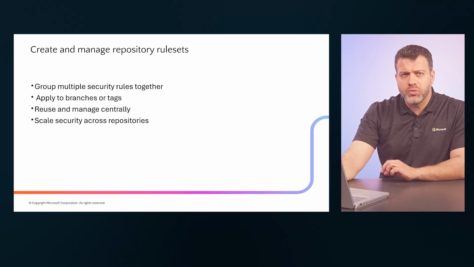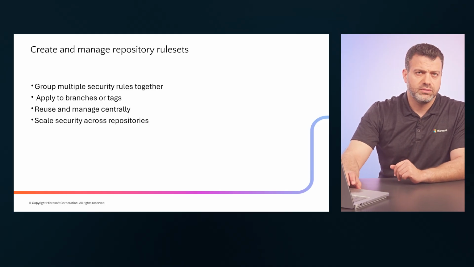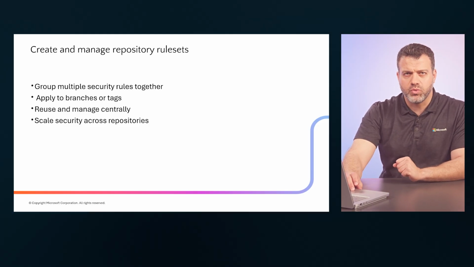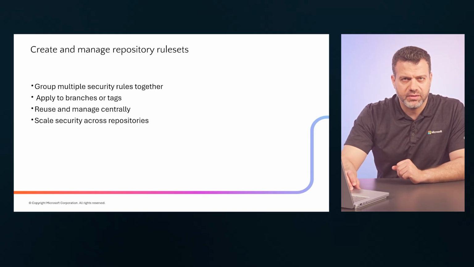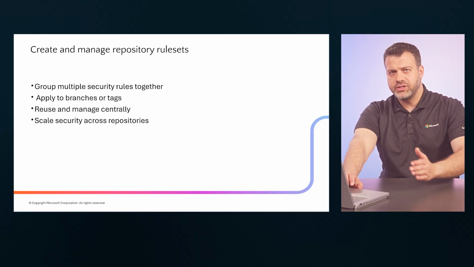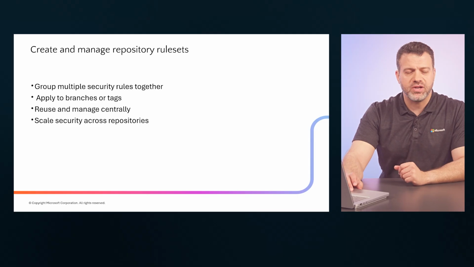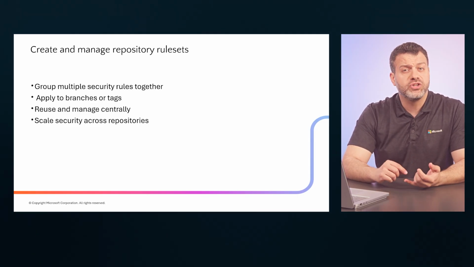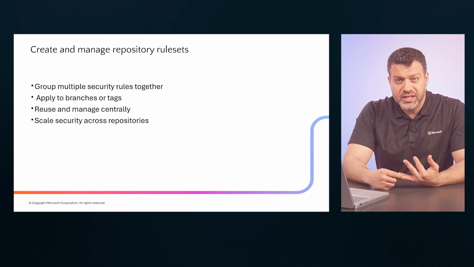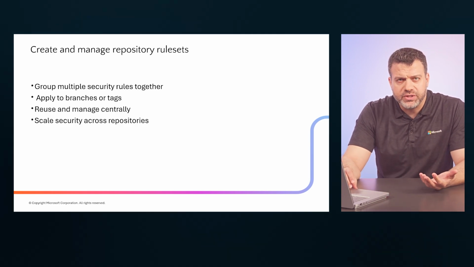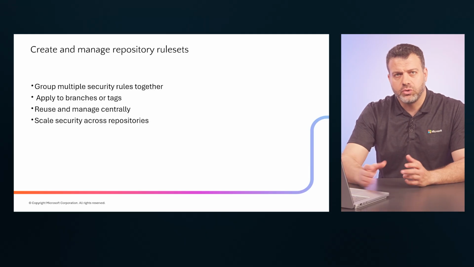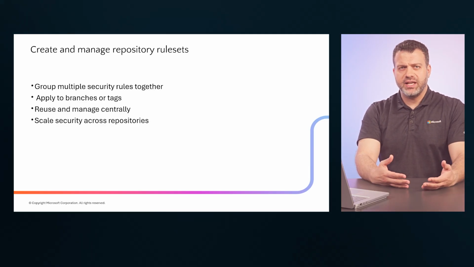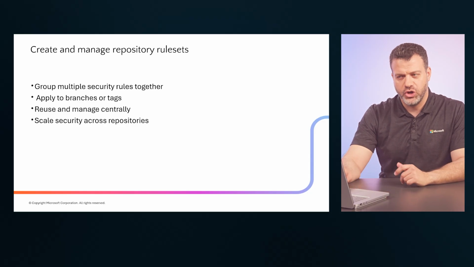Now we move into one of the most powerful features, rule sets. Instead of managing security rules one by one, you group them together. You can apply them to branches or tags and reuse them across repositories. You can create a main branch protection rule set that requires reviews, status checks, and no force pushes, then apply it everywhere. So to make security consistent, scalable, and much easier to manage, use rule sets.